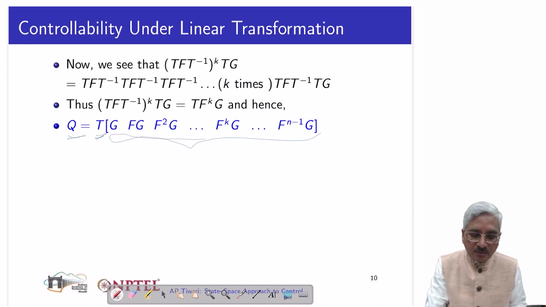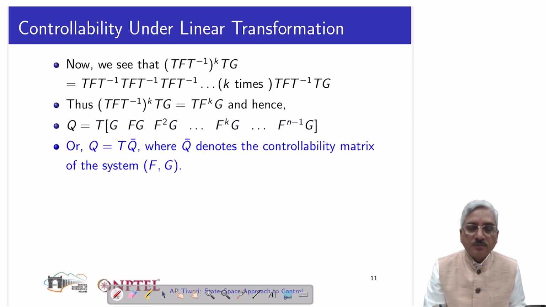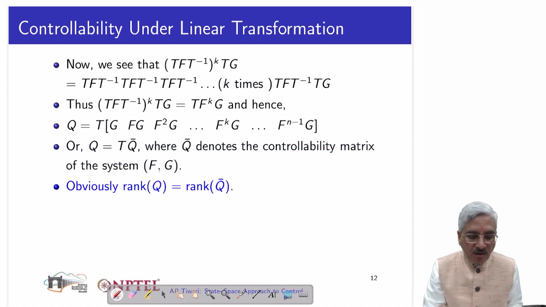This matrix we recognize as the controllability matrix of the transformed system. So the controllability matrix of the original system is T times the controllability matrix of the transformed system, the system F, G. So we got from Q the matrix T into Q bar, and because T is a full rank matrix, it is a transformation, the rank of Q should be equal to the rank of Q bar.